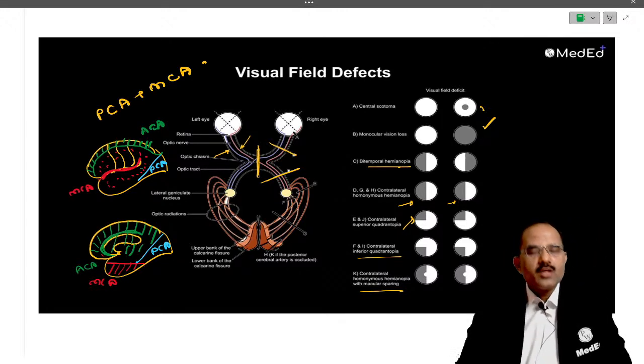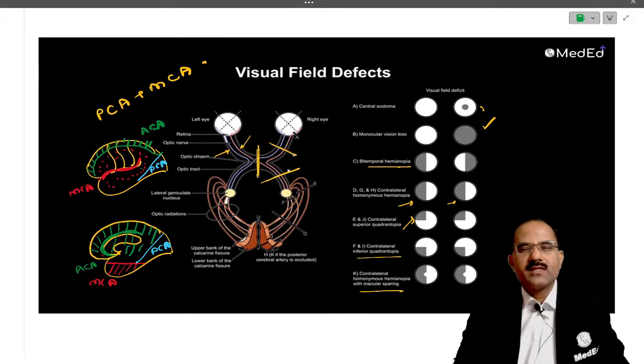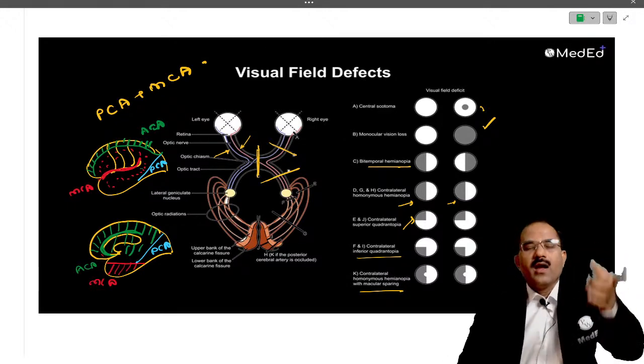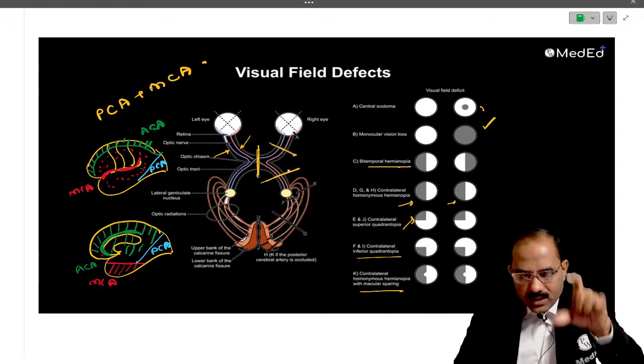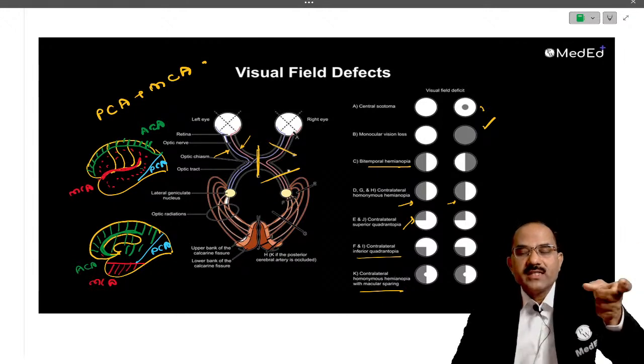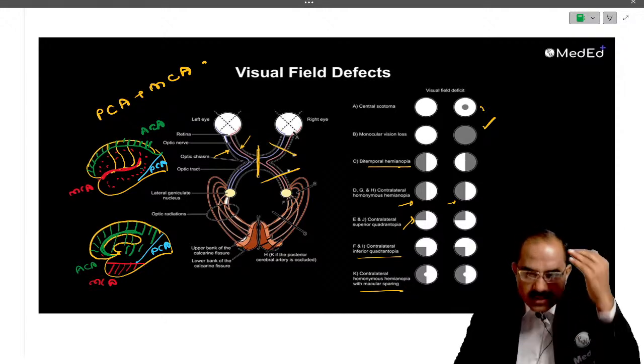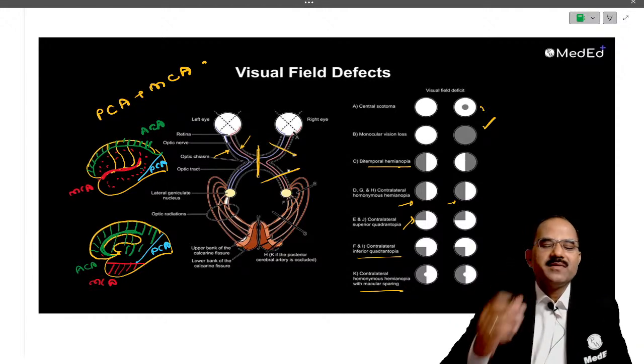So the artery present in the callosal sulcus is anterior cerebral. That's a very, very important MCQ for you. Artery present in the lateral sulcus is middle cerebral artery. So now if I ask you what is the blood supply of the motor or the sensory area, yes, now you answer.